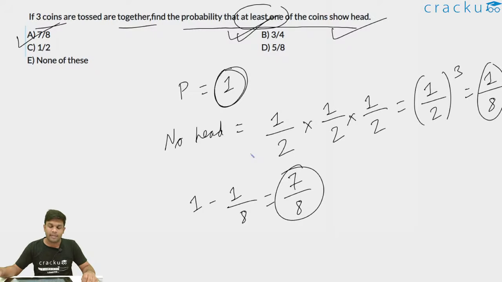So the probability of getting at least one head in all the 3 coins is 7 by 8. So with this, our session is over.